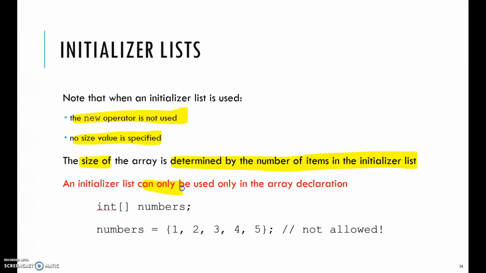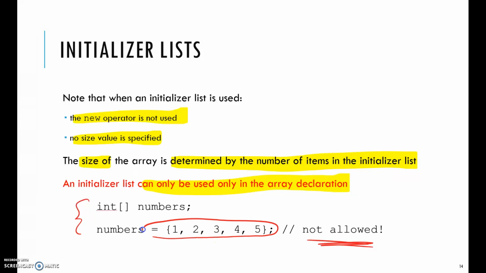Now, it can only be used in the array declaration. What do I mean by that? If I tried to do these 2 lines of code back to back, this would not be allowed. The only way that this is allowed is if the initializer list is on the same line as when we declare the array reference. If I don't set it up that way, then I can't do it in one step. So that is one limitation of our initializer list.